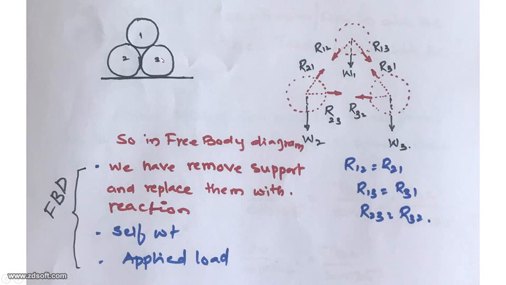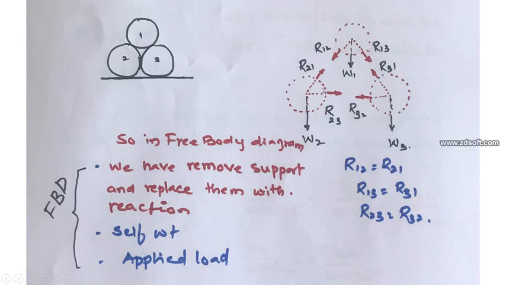Similarly, sphere 3 also has the same reaction, whereas sphere 1 has a reaction over here, a reaction over here, and there's a self-weight. If I draw the free body diagram of sphere 1, there's a reaction produced by sphere 1 on sphere 2, that is R12. That means sphere 1 produces a reaction toward sphere 2. Similarly R13, and there's a self-weight.